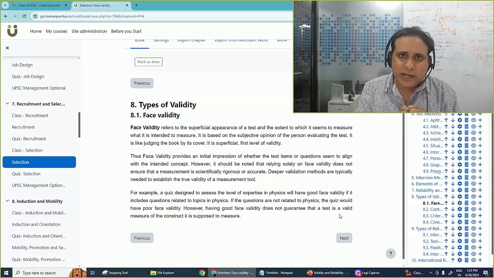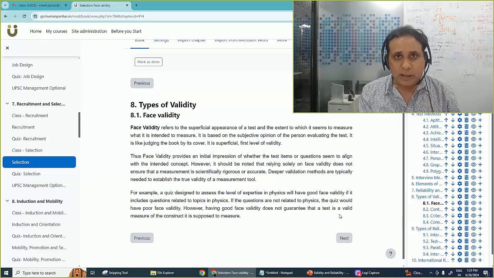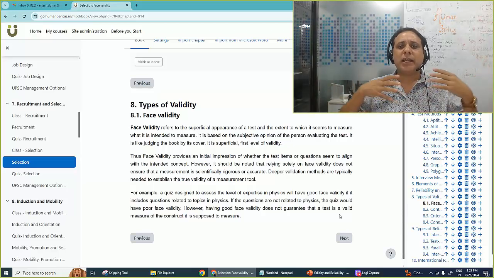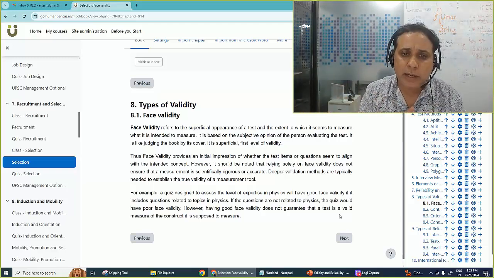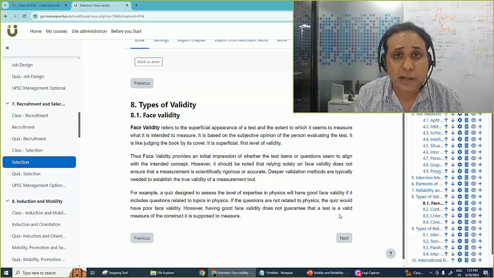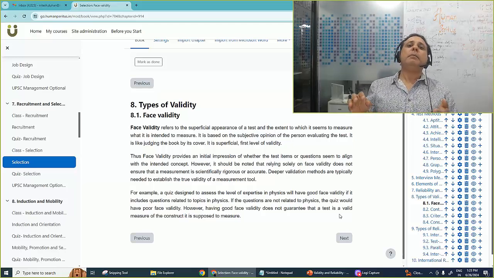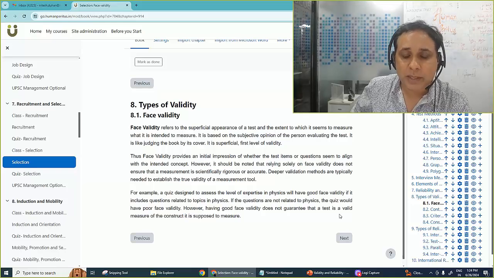So face validity is that whatever we are trying to look at, whether it's a test or a questionnaire or an experiment, how that experiment is capturing what we are trying to capture. It's a superficial, subjective opinion, an overall look of everything. Judging a book by its cover, it's like an initial impression.